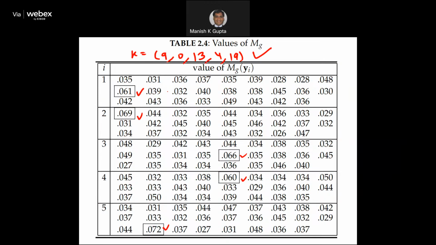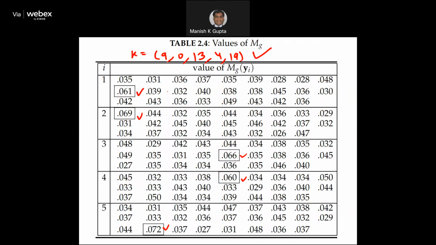0.065, right? Index of coincidence 0.065, right? So this is close to this. Then go to the second round, i is equal to 2. You can see that among all the observed values, 0.069 is close to 0.065. So the second one is 0. Indexing we are doing from 0, right? So K1 is 9, K2 is 0.